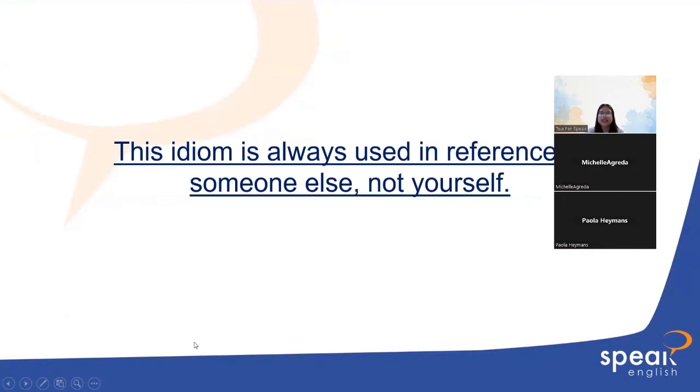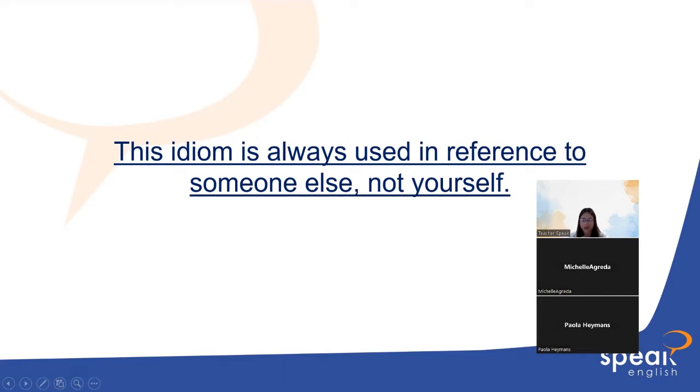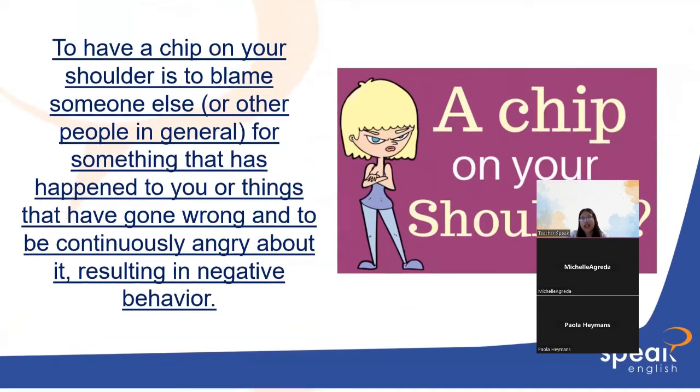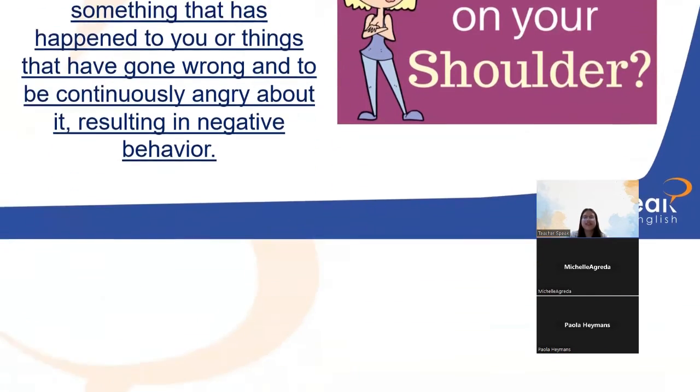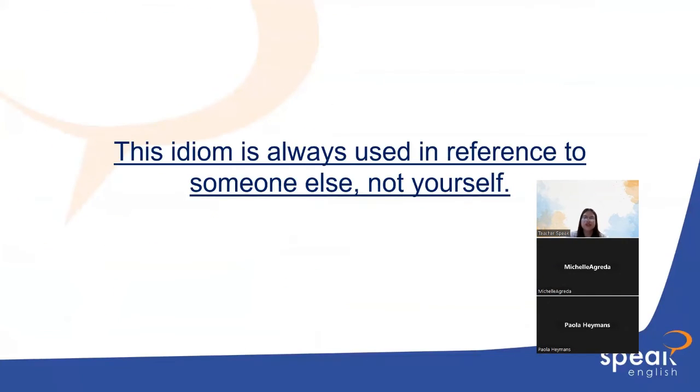And something else with this one. This idiom is always used in reference to someone else, not ourselves. We cannot use it with us, it's with someone else. So you cannot say, I have a chip on my shoulder. We cannot say that. It's all the time in reference to someone else.